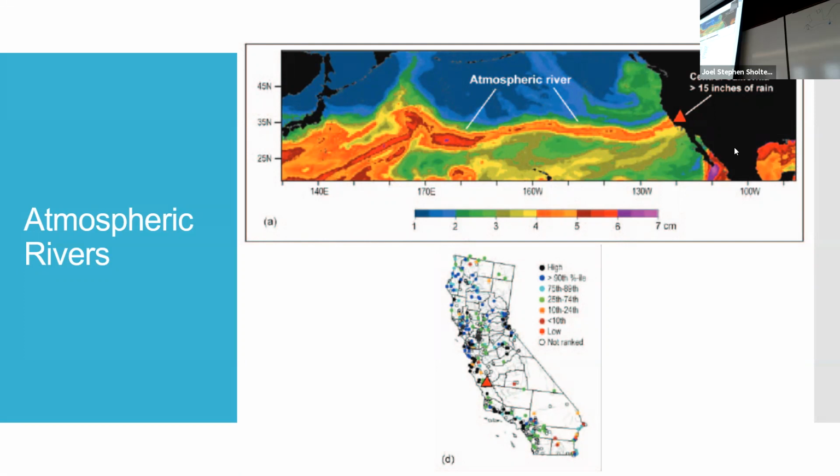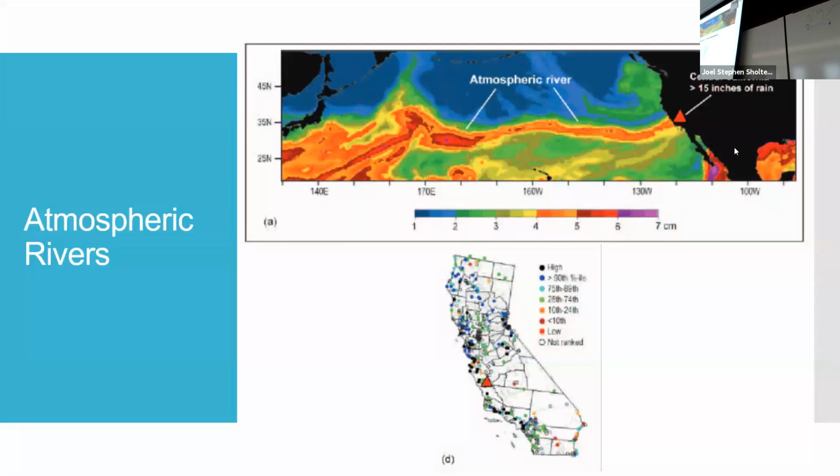So the red is about 5 centimeters of water vapor that could come out. And so these things set up, and people are studying these because they cause massive flood events in California. But they set up in the atmosphere, and they're basically just like a really high concentration river of water vapor in the atmosphere that can then, because of the jet stream, crash into California where there's mountains.